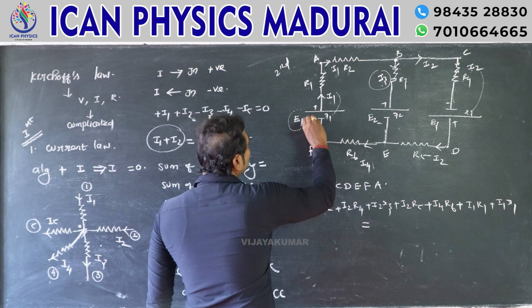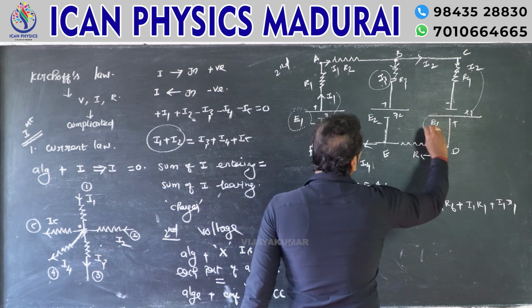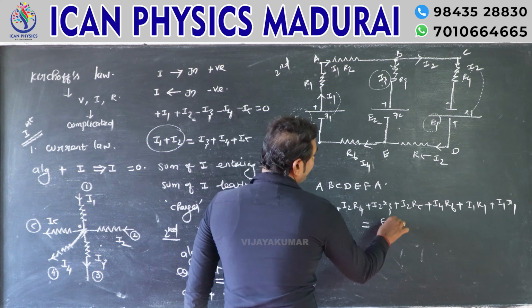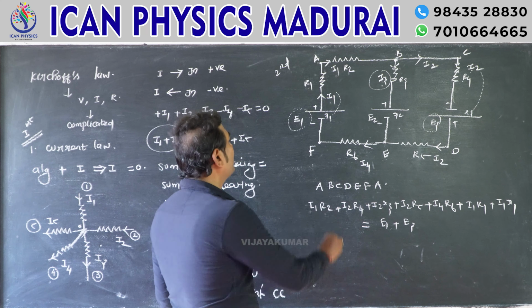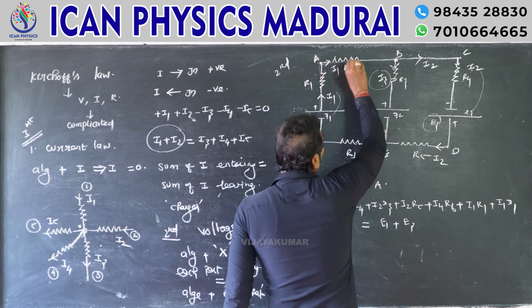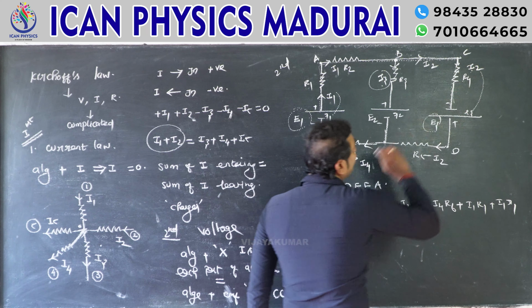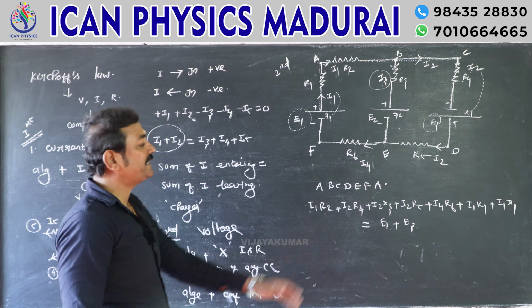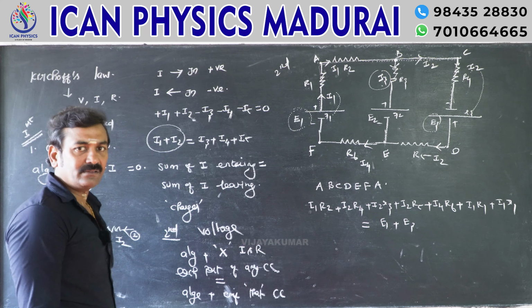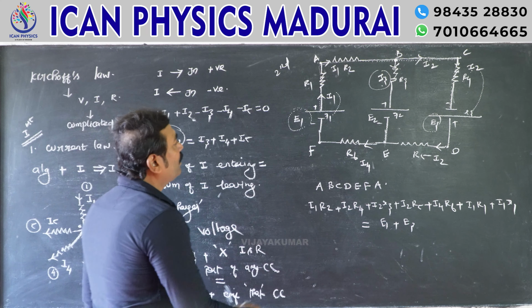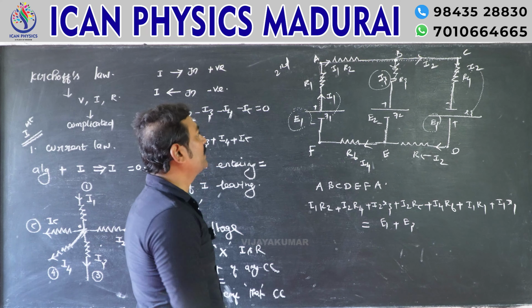the EMF in that closed circuit. In that closed circuit, we are involving E1 and E3. So E1 plus E3. Why are we adding? Because the positive terminal is connected with the negative terminal, so it is added. Do you get it now? Do you have any doubts? No doubts. Now we are going to the next closed circuit.